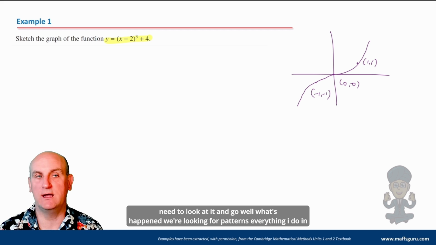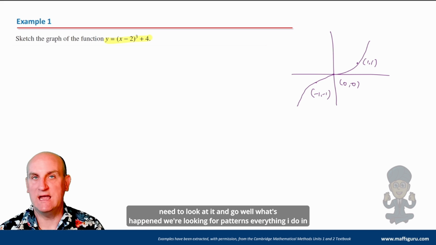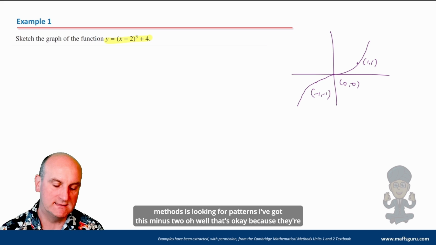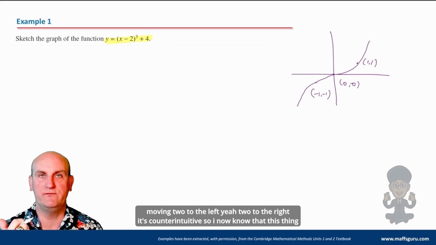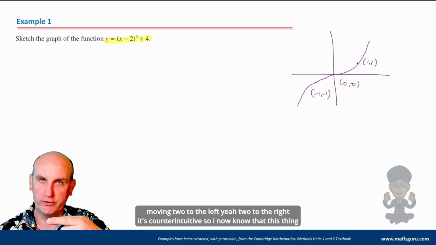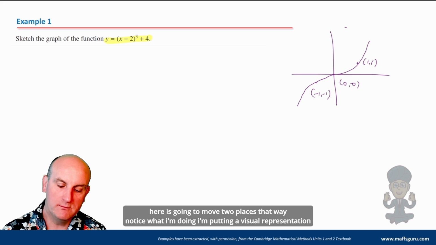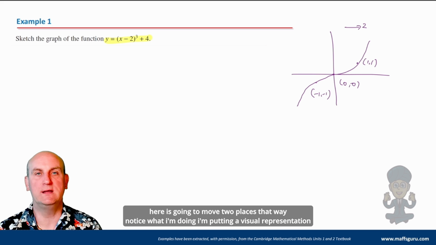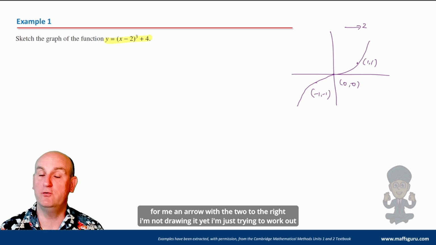Now I need to look at it and go, well, what's happened? We're looking for patterns. Everything I do in methods is looking for patterns. I've got this -2. Well, that's okay because I'm moving 2 to the right, yeah? 2 to the right is counterintuitive. So I now know that this thing here is going to move 2 places that way. Notice what I'm doing. I'm putting a visual representation for me, an arrow with a 2 to the right. I'm not drawing it yet. I'm just trying to work out.